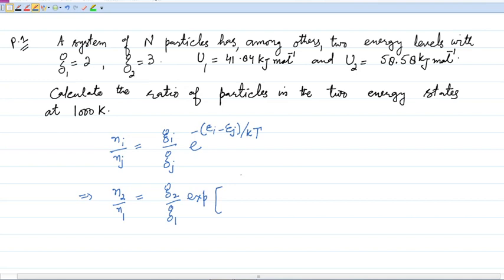So it will be minus (E2 minus E1) upon kT. This can also be written as G2 upon G1 exponential minus (U2 minus U1) upon RT.